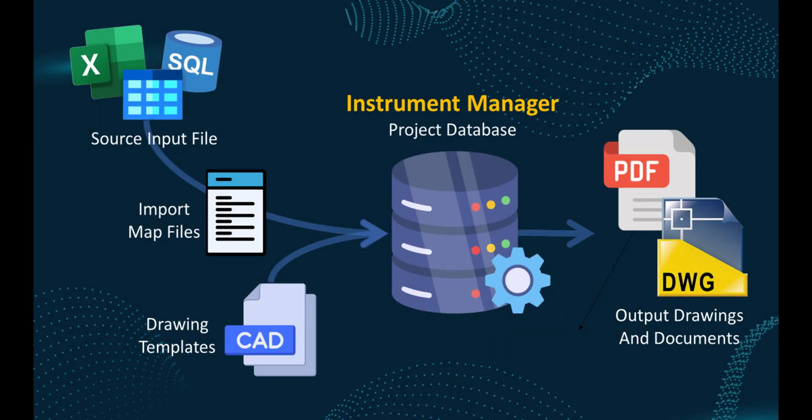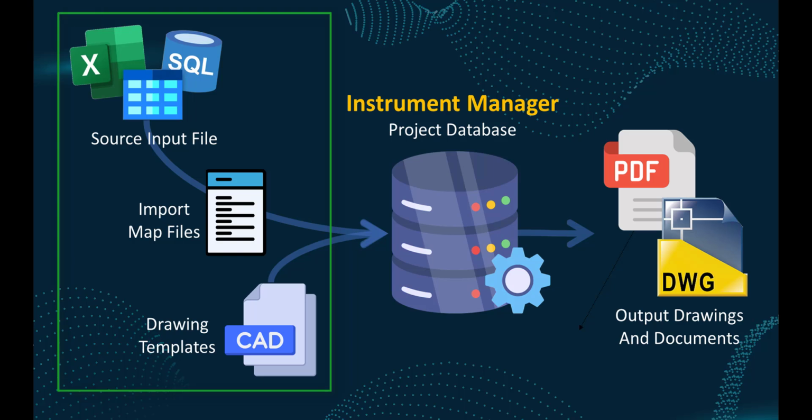In this video, we'll demonstrate how Elecdes Design Suite automates drawing production with Instrument Manager. Using an import map file, Instrument Manager can instantly generate hundreds of drawings, including panel general arrangements, schematics, and wiring diagrams, all directly from your project data. What used to take weeks of manual drafting can now be completed in minutes, helping your team save time, reduce errors, and deliver projects faster.